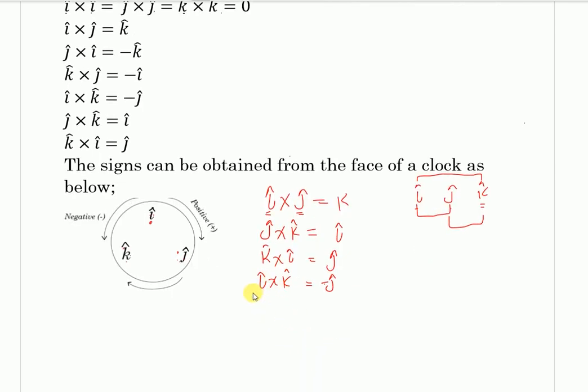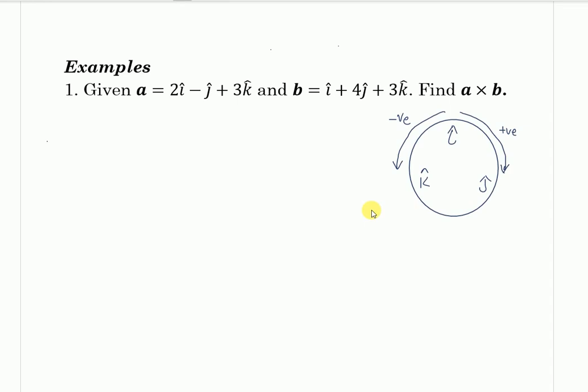Then if I have k crossed with j, from k to j, that is negative i. Then j cross i, from j to i, it is also anti-clockwise. Starting from j, moving like this to i, that is anti-clockwise. So this is negative k. You can just try to examine that pattern and follow along. It is doable. That is what we have. Let's try to enhance our understanding with this example.